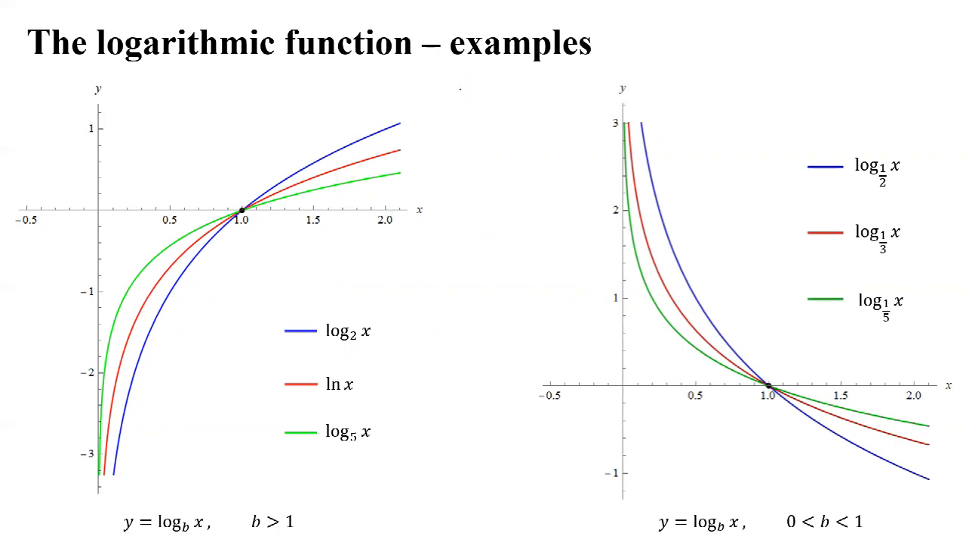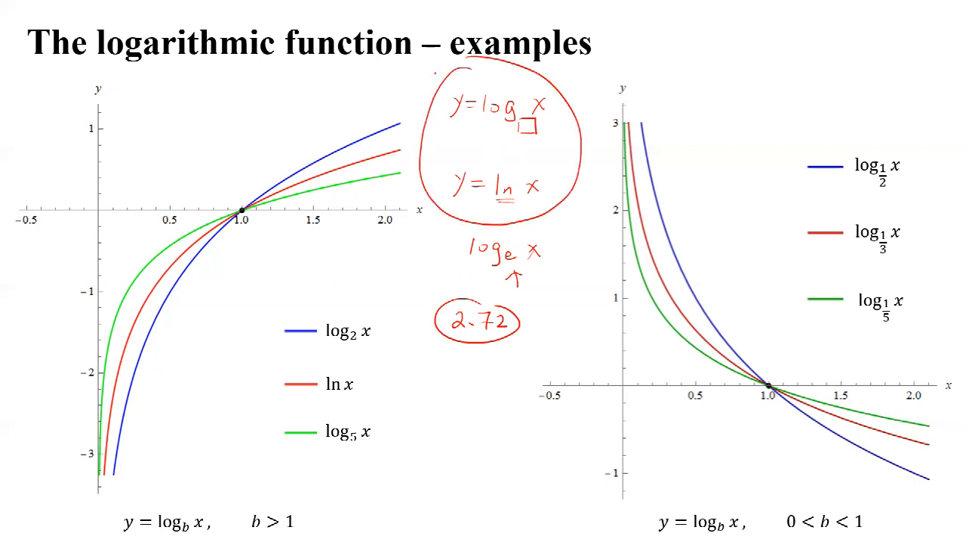Again, I need to mention there are two special functions. One is y equals log x. When we don't write the base number here, by default the base number is 10. And another one is y equals ln x. This means log base e of x. The base number is e, which is approximately 2.718. This is an irrational number. Okay, these are two special cases for the logarithmic function.